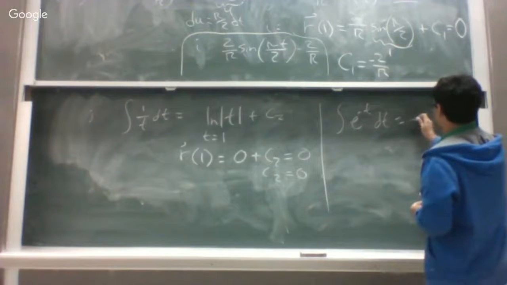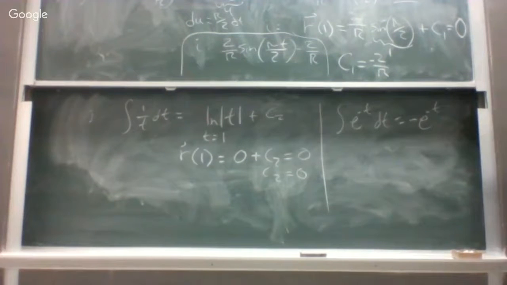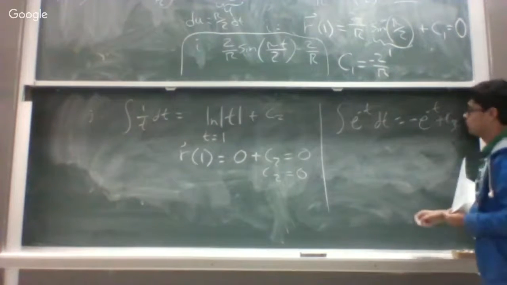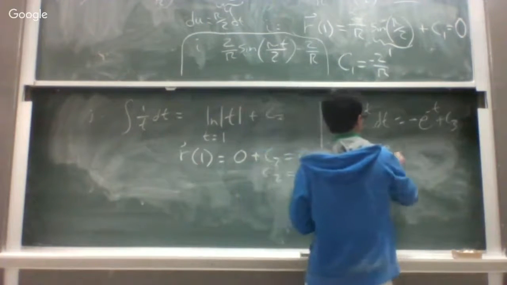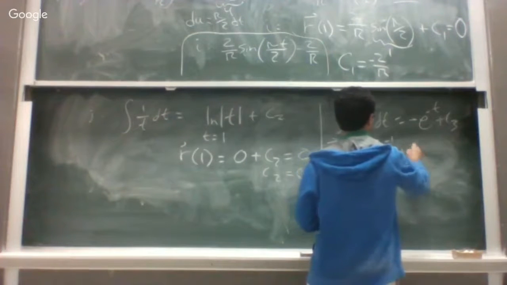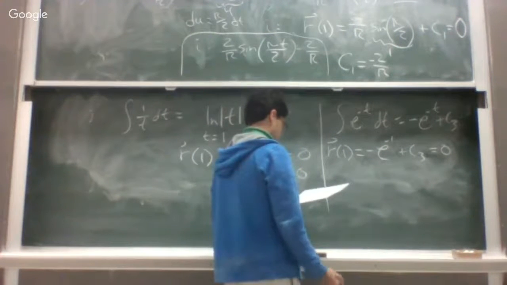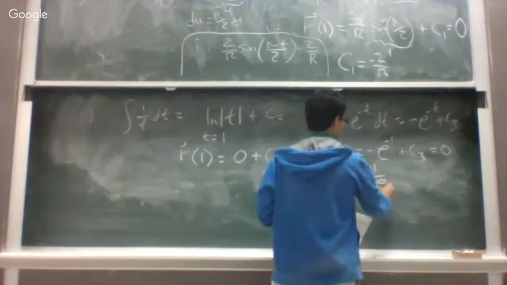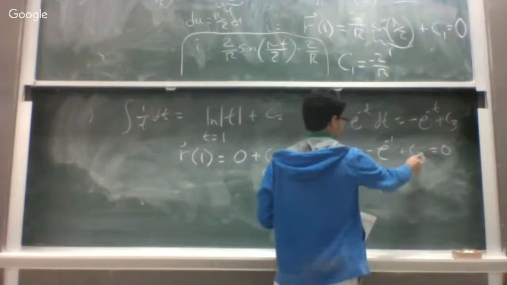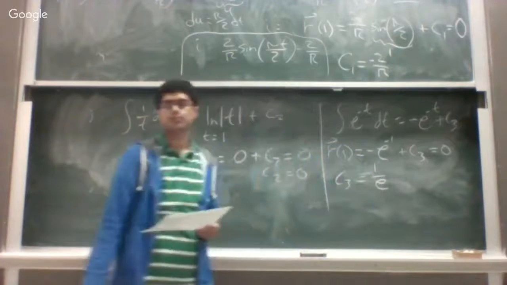Negative e to the minus t. You bring the coefficient in front of the t down, plus c3. R of 1 is equal to negative e to the negative 1 power plus c3 equal to 0. So this is negative 1 over e equal to positive c3. So c3 is equal to plus 1 over e. Okay?